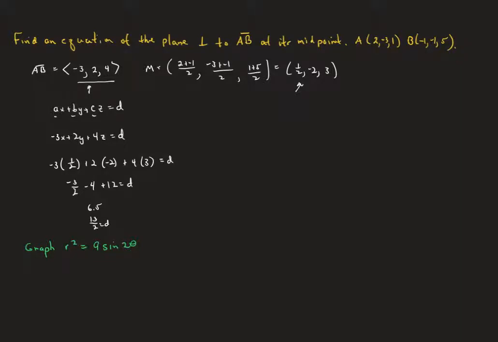So far we've got that our plane is going to be negative 3x plus 2y plus 4z is equal to 13 halves. And it might look a little nicer if we multiply through by 2, get rid of those fractions. Any multiple will work. So negative 6x plus 4y plus 8z equals 13 might be a more aesthetically pleasing version of that equation of the plane.